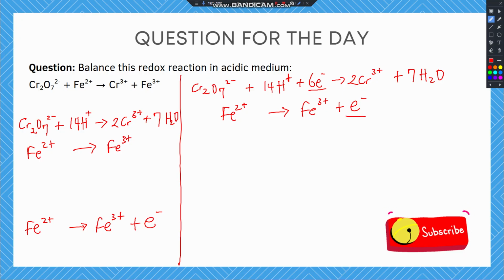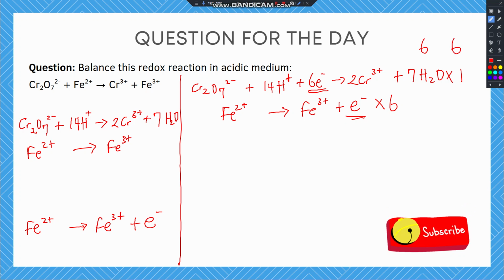So we want to make the electrons equal. How do we do that? We do that by simply multiplying appropriately. So we multiply the first equation by 1, since we have just 1 electron here, and then we multiply the second equation by 6, since we have 6 electrons here, so that the electrons can now be 6 on the first equation and 6 on the second equation.